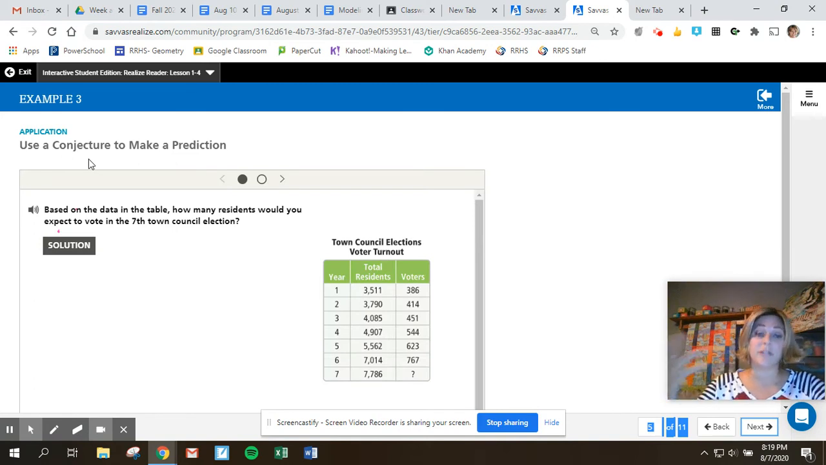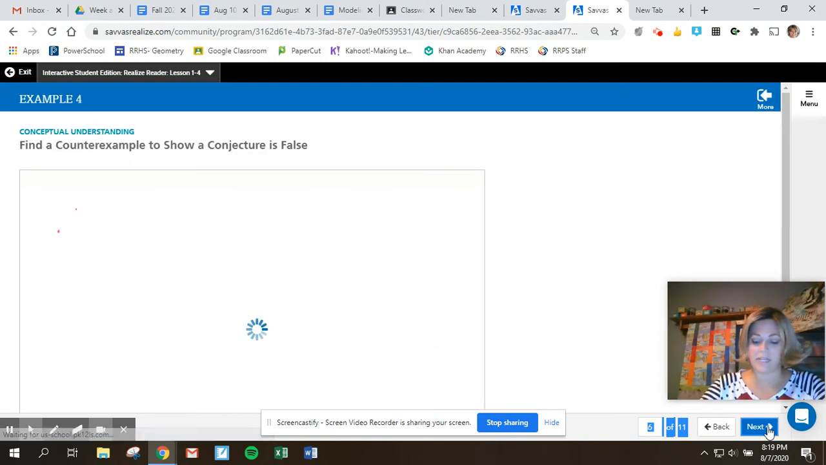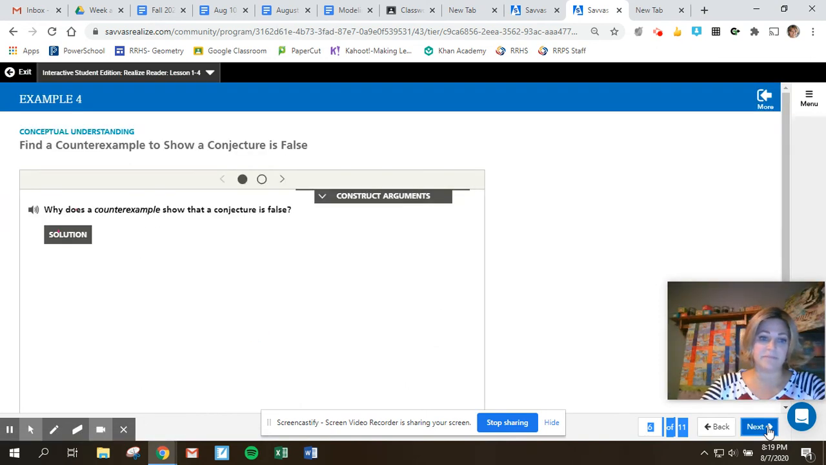Make a conjecture or prediction or hypothesis. And you're going to do this same idea as the numbers. And we made the little arrows and stuff. Try to see the pattern between the total residents and the voters. Okay? And I'm trying to get to a specific example.